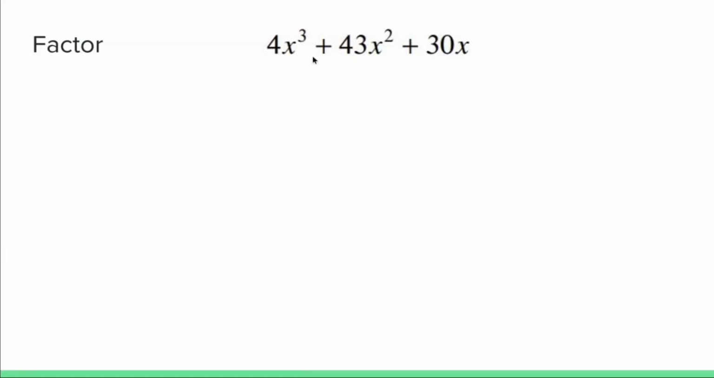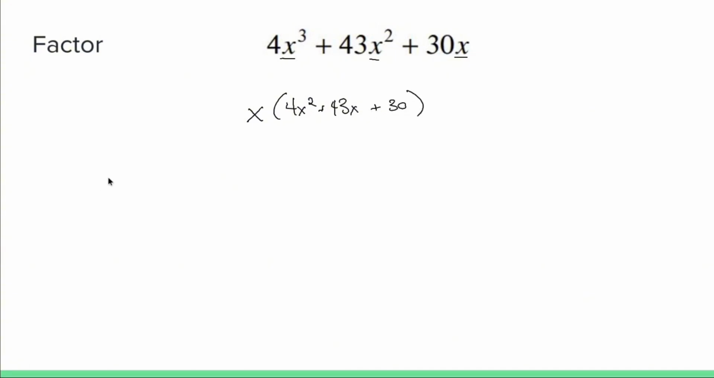Factor 4x cubed plus 43x squared plus 30x. When you factor, that means one of two things. GCF, greatest common factor, see if you can rip out something that's in common with all of them. And then maybe if it's a quadratic, you could treat it like a quadratic. Well, that's not a quadratic. However, there's an x in common in all three of these, which means what I can do is pull that x out. That leaves me with 4x squared plus 43x plus 30.